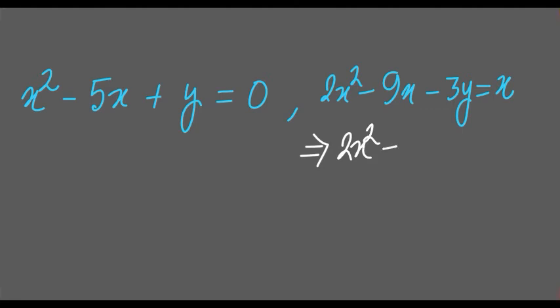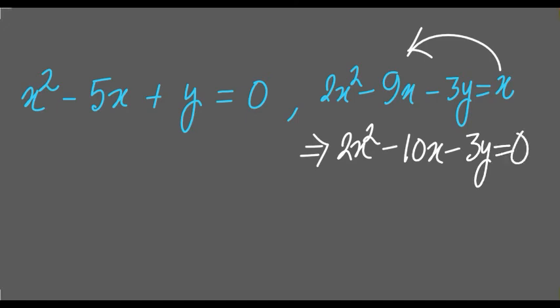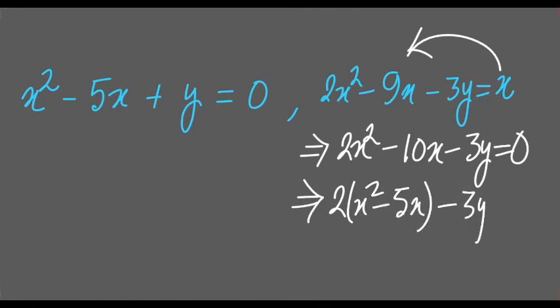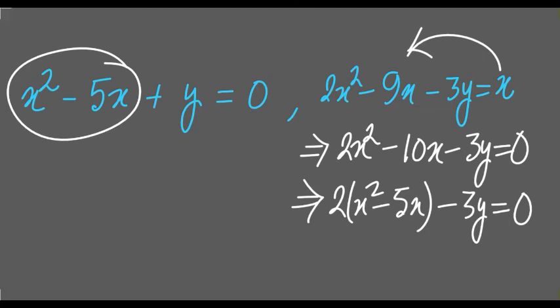So if you bring x on this side, it will become minus x, and minus x and minus 9x makes minus 10x, right? And we have minus 3y, and that would be equal to 0. And now if you take 2 common out of here, you will have x square minus 5x and minus 3y equal to 0, right? And in this part of the equation you can see x square minus 5x. Here also you can see x square minus 5x. So we are going to do a substitution where we are going to substitute x square minus 5x with a new variable called, say, u.